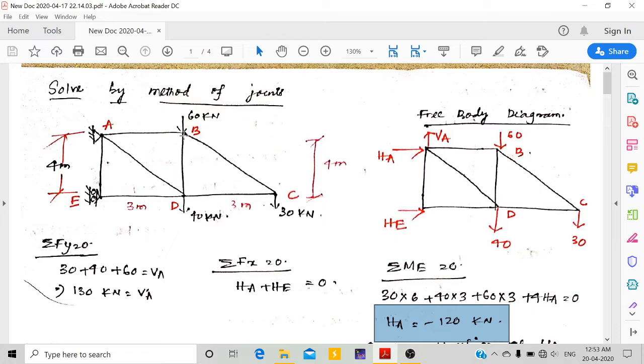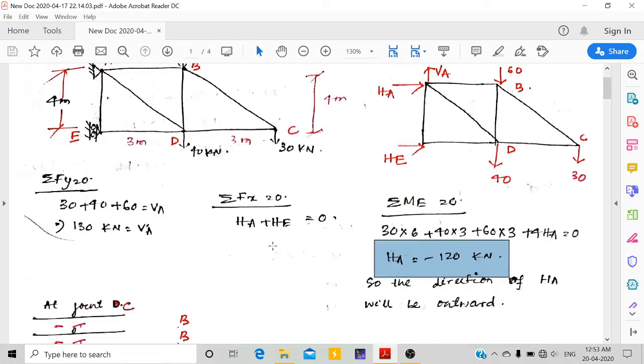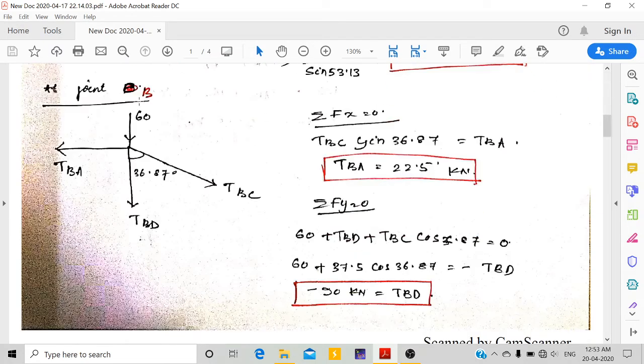BA is connected. You can see BD is connected. BC is connected. So I have drawn it like this. This 60 is here. This is TBA. This is TBD, and this one. So I calculated this angle and I applied summation of Fx. Summation of Fx means TBA is in this direction, left side, negative, and this is my vertical. It is making an angle with the vertical, so the horizontal component will be sine. So TBA I am getting 22.5.